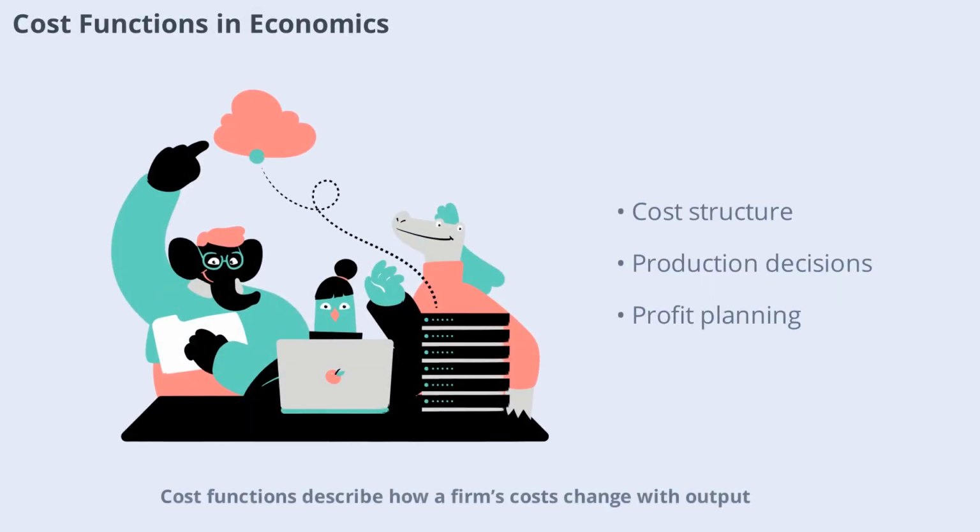Cost functions describe how a firm's costs change with output. Linear models are often used to estimate these relationships, helping businesses understand their cost structure and make production decisions. For example, a linear cost function might show that each additional unit produced increases total cost by a fixed amount. This information is vital for pricing, budgeting, and profit planning.